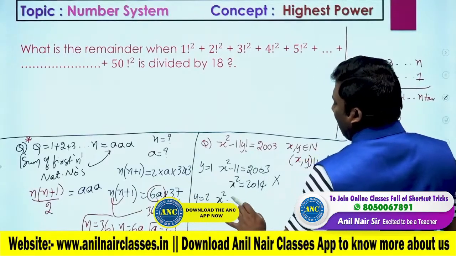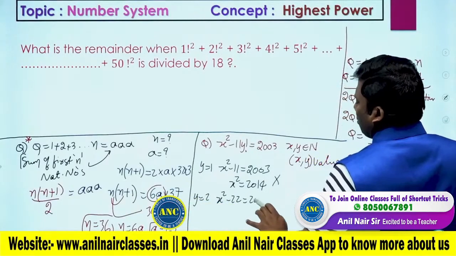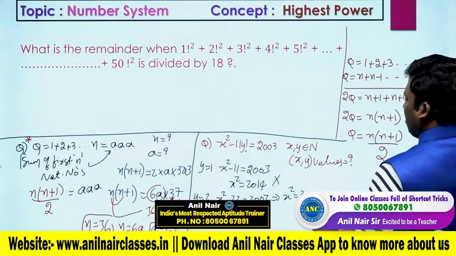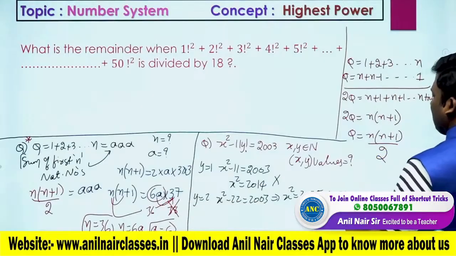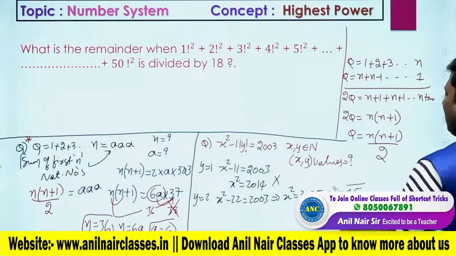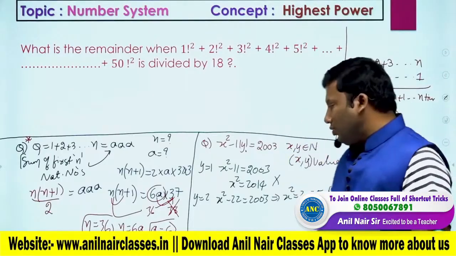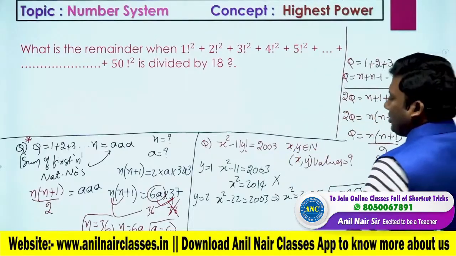Y is equivalent to 2. X square minus 22 is equivalent to 2003. X square is equivalent to 2025. X is 45. 45 square is 2025. So that can be the answer.